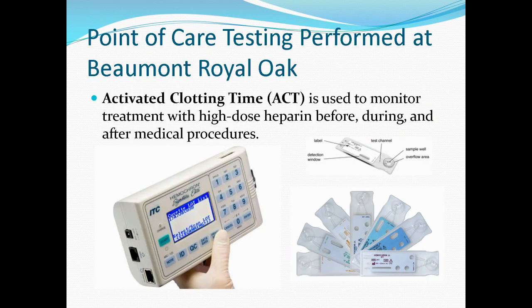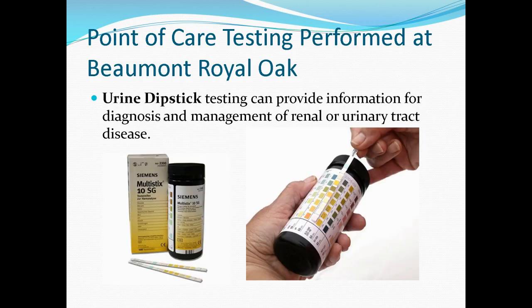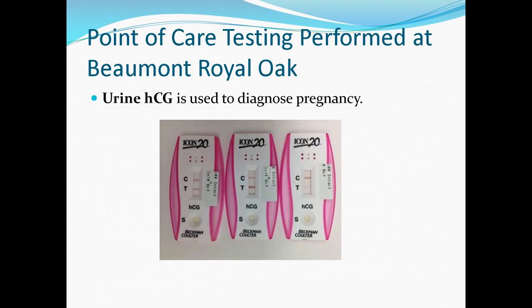The Hemochron instruments measure activated clotting time, which is used to monitor treatment of patients on high-dose heparin before, during, and after medical procedures. Urine dipstick testing can provide information for the diagnosis and management of renal or urinary tract diseases. Urine HCG is used to determine if a patient is pregnant.